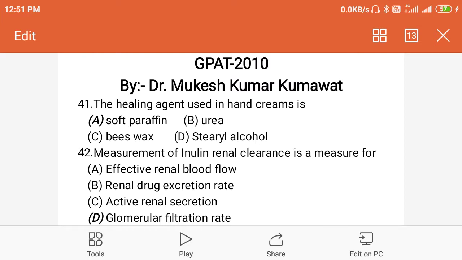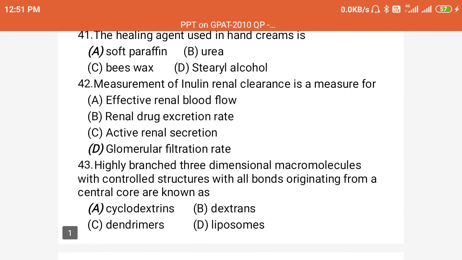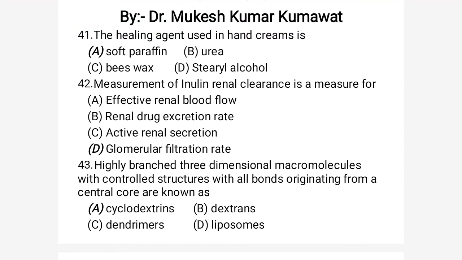Next, question number 42. Measurement of inulin. Inulin renal clearance is a measure for. So, look at inulin. Inulin is an inert agent, and it is used to determine the renal clearance, which means kidney functioning or kidney clearance. So basically it is used for the filtration of the kidney, that is renal clearance.